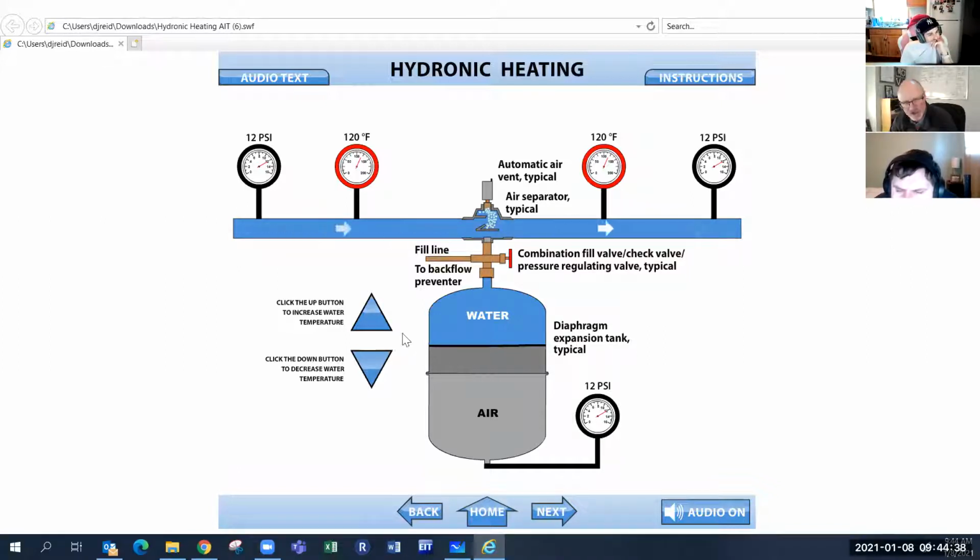So I'm going to start increasing the temperature of this water. There's the temperature increasing. You can see the numbers climbing. And the expansion is now taking place in the tank, not in the system. So this is exactly how a diaphragm expansion tank works in a heating system, because we don't want that expansion to take place in our system out here. Okay, pretty cool.